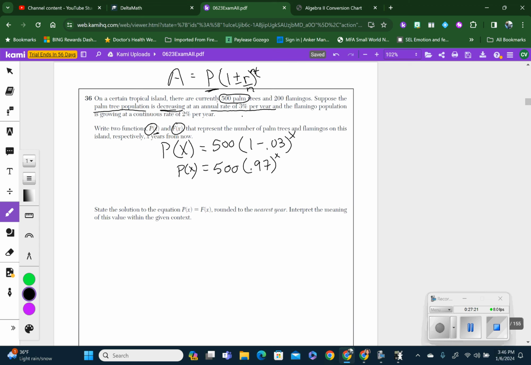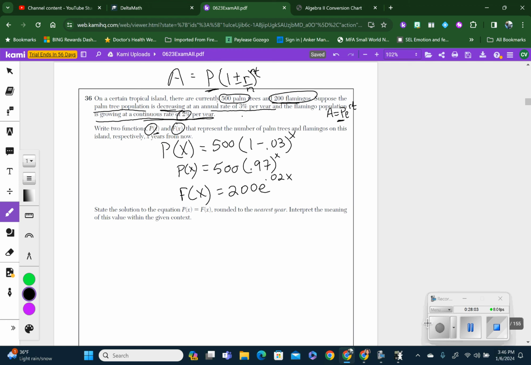For my flamingos, they are growing continuously. So whenever you see continuous, that formula is Pert, P e to the r t. Remember when we did our finance, this is our best unit ever, so we want to get this right, okay? So our flamingos, f of x, are growing continuously. So our starting amount, our P, is going to be 200 flamingos. We're starting out with 200, that's our P. It's always going to be e to the, what's our r? The rate is 2%, which is 0.02, and I'm going to put an x there.